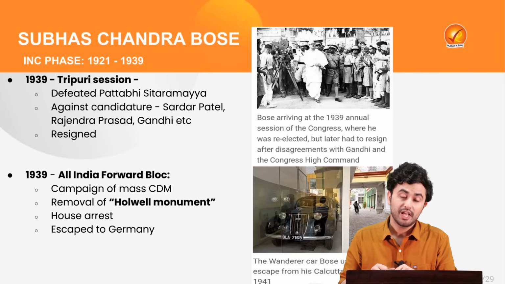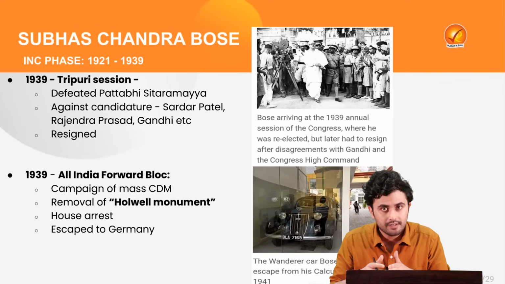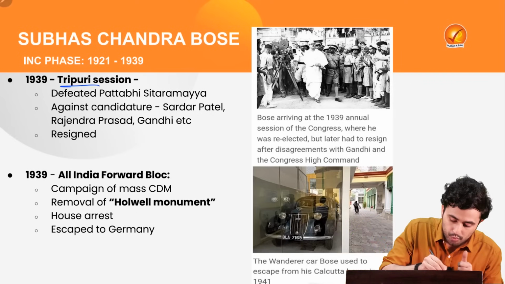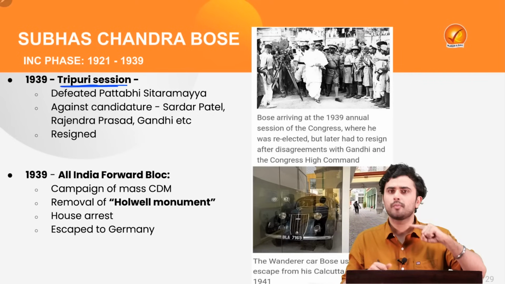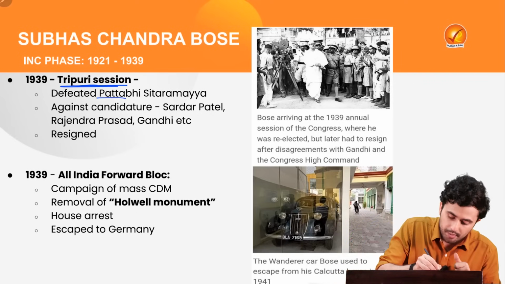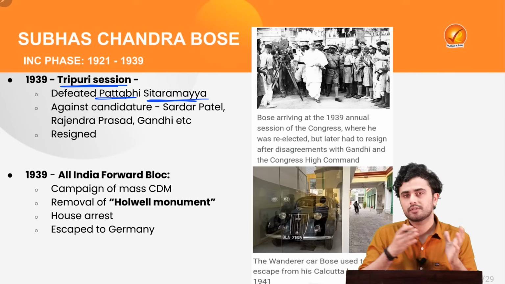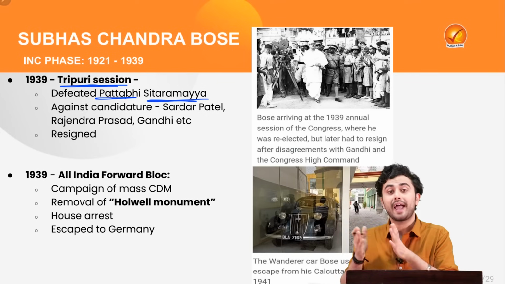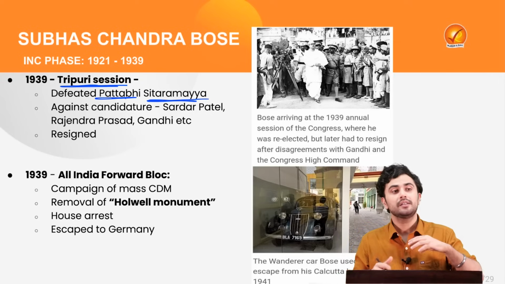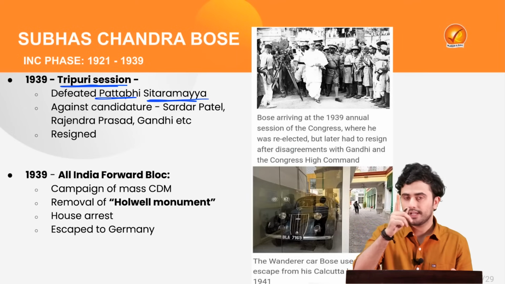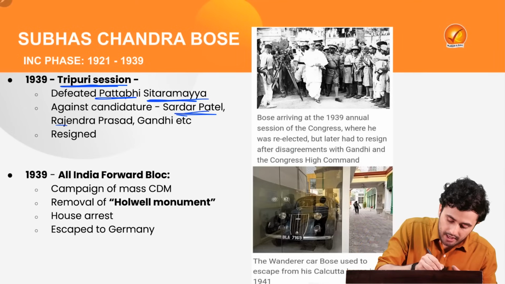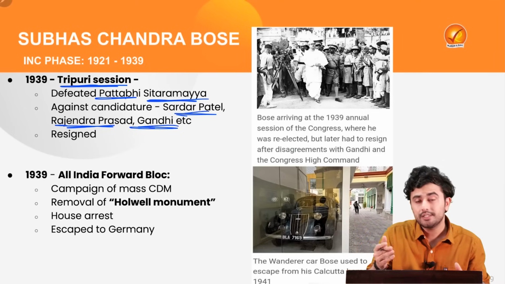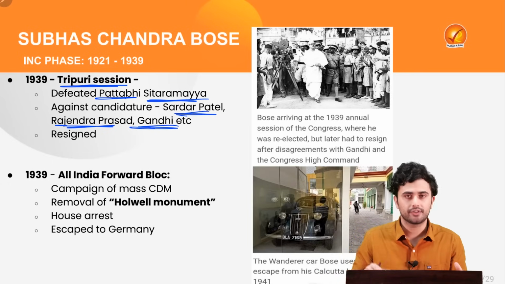Chandra Bose. Because in 1939, during the Tripuri session, even though Subhash Chandra Bose defeated Pattabhi Sitaramayya, who was the rival candidate, his election as president was criticized by prominent leaders of the Congress such as Sardar Patel, Rajendra Prasad, Gandhi, J.B. Kripalani, etc.